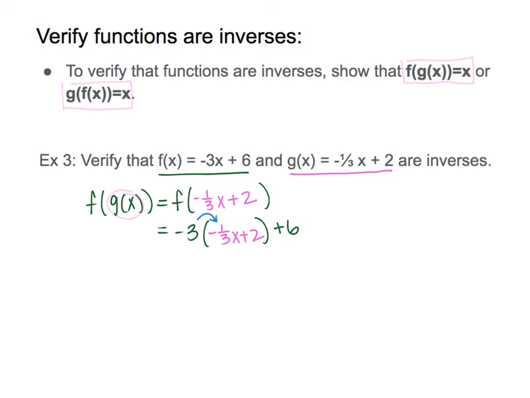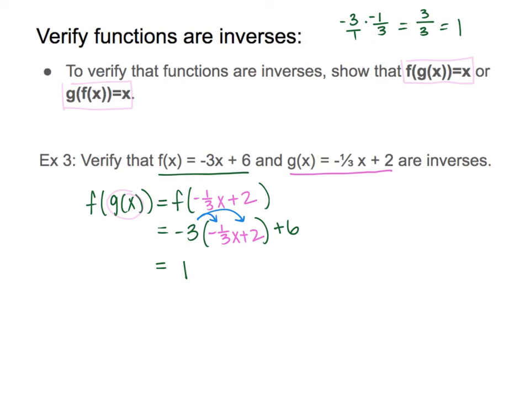I can distribute this negative 3 here. If I distribute this negative 3 to the negative 1/3, that makes a positive number. 3 times 1/3 is actually a 1, right? If you don't believe me, let's work this out. So negative 3 times negative 1/3, I can put this 3 over 1. If I multiply the top across, negative 3 times negative 1 makes a positive 3. 1 times 3 in the bottom gives me a 3. If I divide, that's a 1.